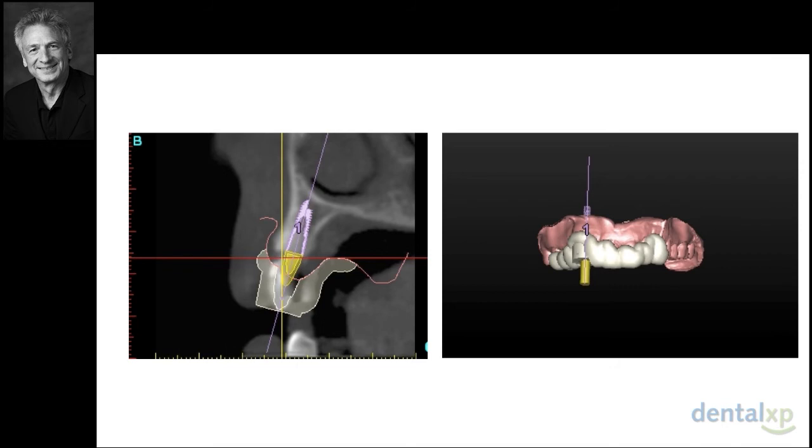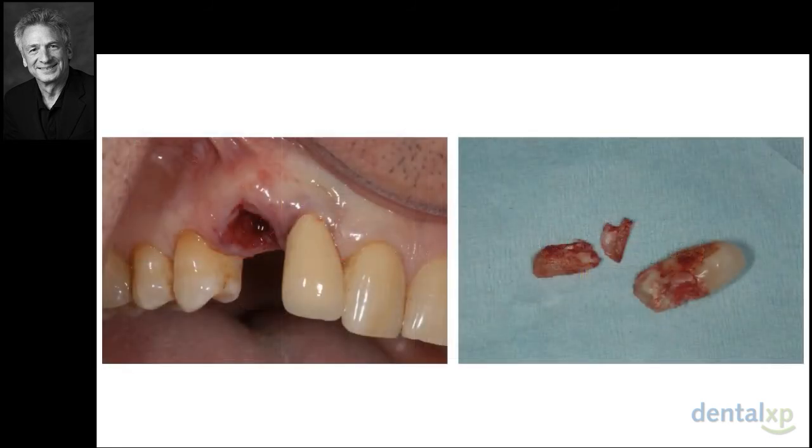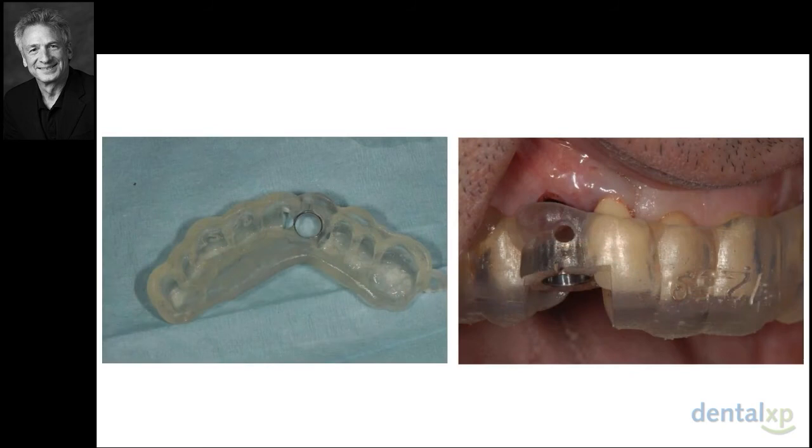And you can see here the design of the surgical guide that we can view because we're seeing the design within the context of the CBCT software. But what we're able to do here is something that goes beyond just doing an immediate implant. You see we've done atraumatic extraction. You can see the tooth came out in pieces. Okay, and here's the surgical guide.